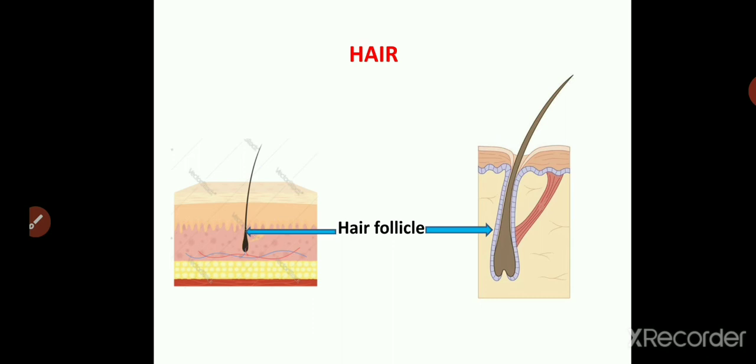So all parts of the body are covered with skin, and the skin contains hair follicles. These are epidermal outgrowths into the dermis which are developed during the fetal life. That is, right from the birth of the child. Before the birth, you can say fetal life means. So they are present on the skin.